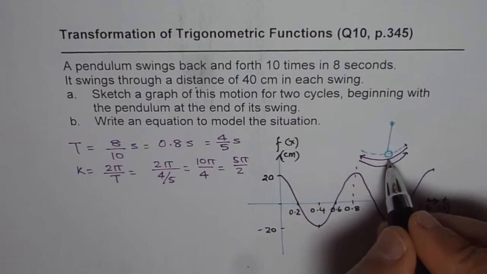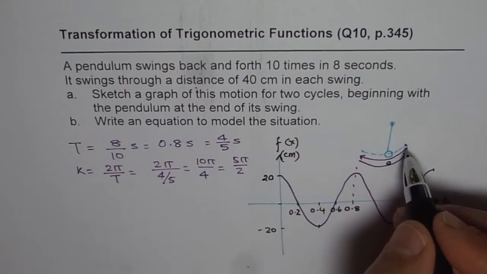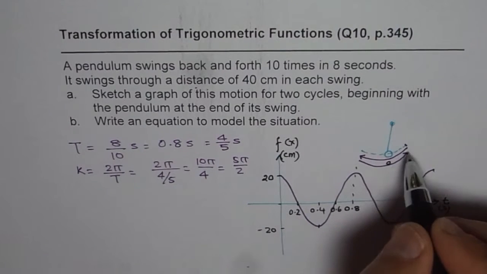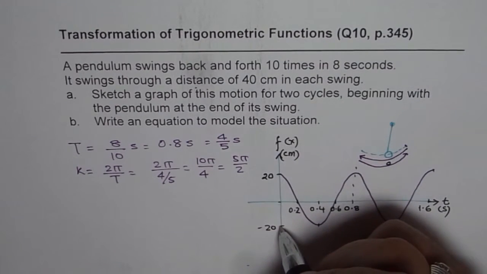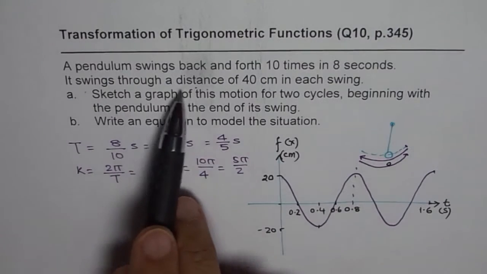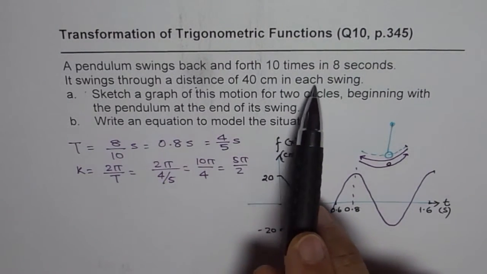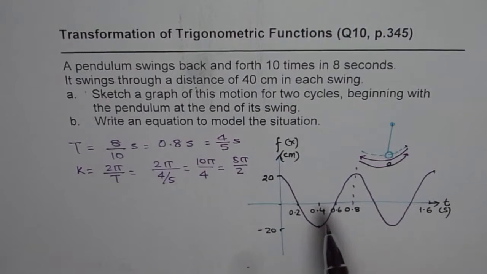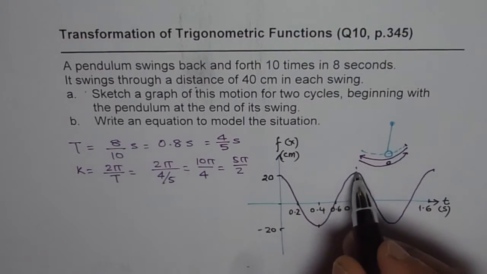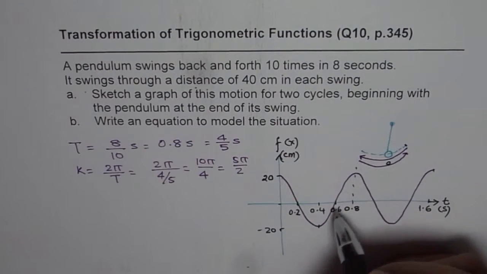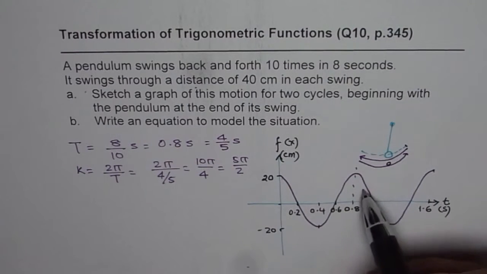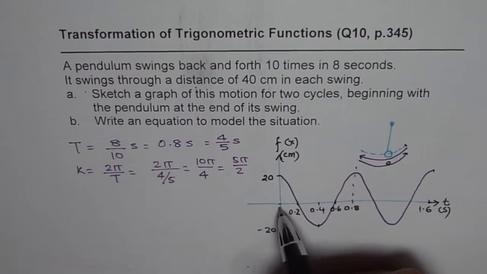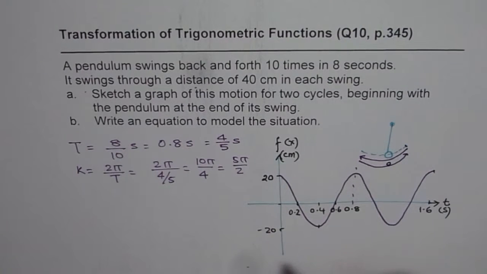When we start from here, we consider this position as 0. We say it is up at the highest point, and in this one swing, from here 0 to the negative least point, the total distance is 40. That is what we're trying to say. It swings through a distance of 40 centimeters in each swing. And then it comes back 40 again, so the total distance will be 80 in one swing. That's what we're trying to correlate with. So in that case, the amplitude for us is 20 centimeters.